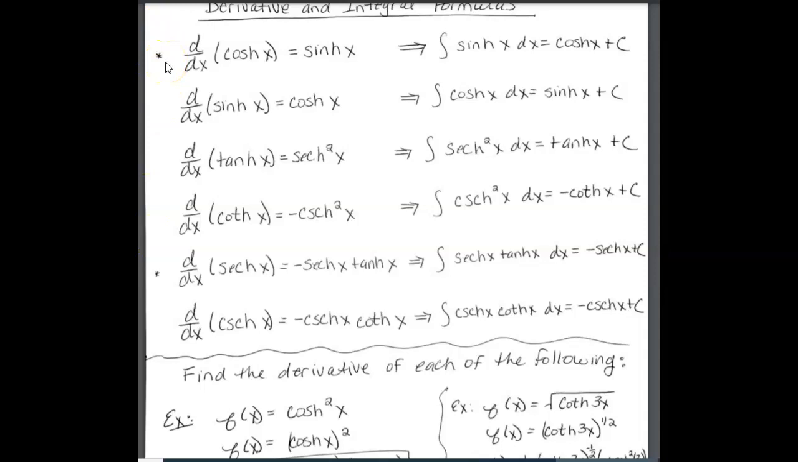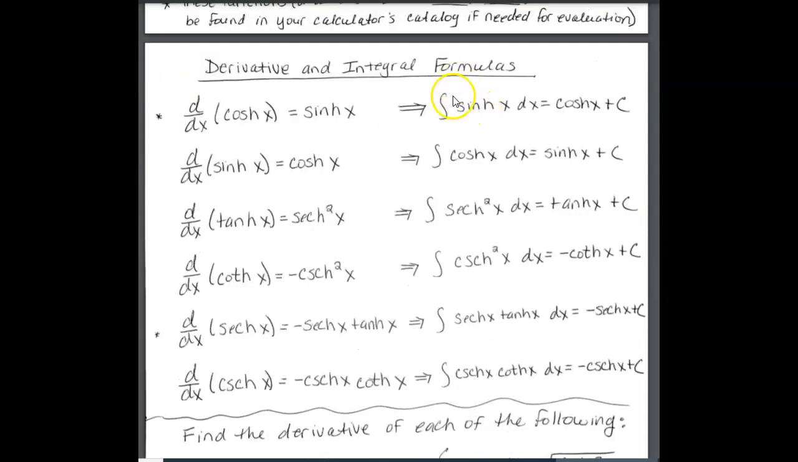Okay, going backwards, same thing. Antiderivative of sine for hyperbolic is cosine. Antiderivative of cosine is sine. Since neither one are negative in the derivatives, neither one are negative in the antiderivatives. If you had to integrate hyperbolic secant squared, you get back to tangent. Hyperbolic cosecant squared, you get negative cotangent. Secant tangent, negative secant, and cosecant cotangent, negative cosecant.